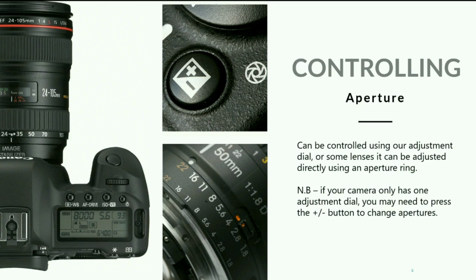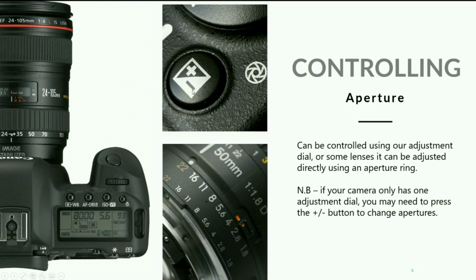You've got your standard adjustment dial here that you can see on the front of the camera, or perhaps you've got the adjustment dial on the back. You might control it simply by adjusting the aperture ring if you have one available on your lens. But what's really important for those of you who happen to be using a camera that only has one adjustment dial on it, is that you may need to press this plus and minus button to adjust the aperture. You can actually see it has this little aperture symbol beside it.